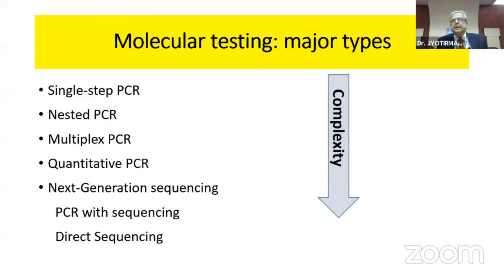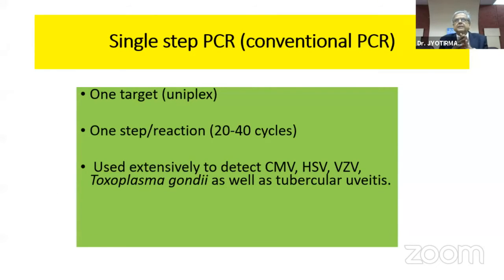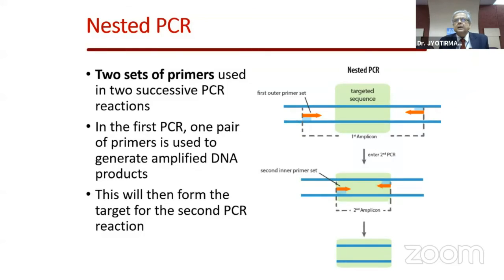There are several types of PCR. I won't go into the details of it. Single step PCR, nested PCR, multiplex PCR, quantitative PCR, and last but not the least, next generation sequencing with direct sequencing. Single step PCR is a one target, one step reaction, 20 to 40 cycles, and you get CMV, HSV, VZV, Toxoplasma gondii, as well as tubercular uveitis.